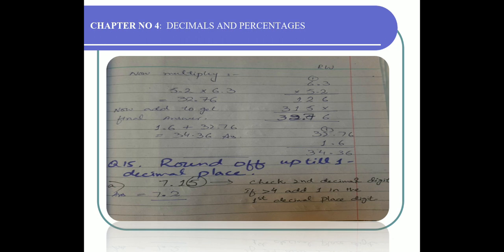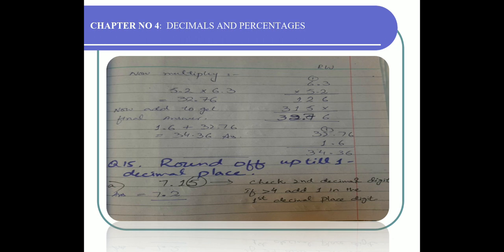Question number 15, round off up to 1 decimal place. You have to round off the number up to 1 decimal place. It means that after the decimal point, the next number is being rounded off. Check the second number placed after the decimal point. If the next number is greater than 4, meaning between 5 to 9, then you add 1 to the previous digit which you are going to round off. If the number is less than 5, meaning between 0 to 4, then there is no change in the number that you are going to round off.